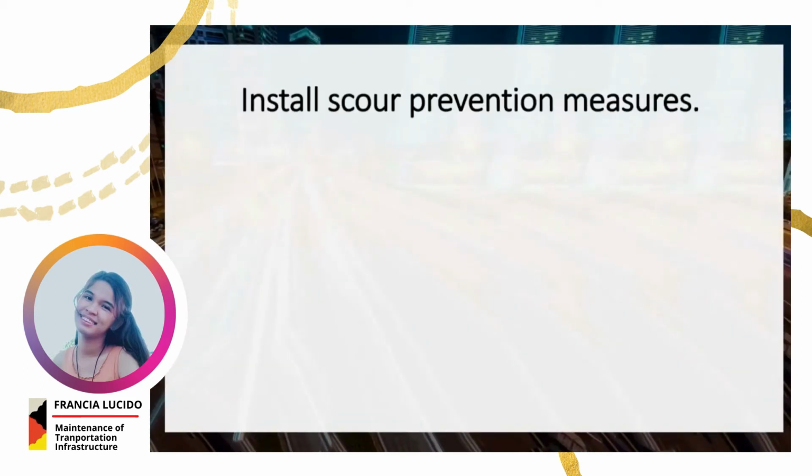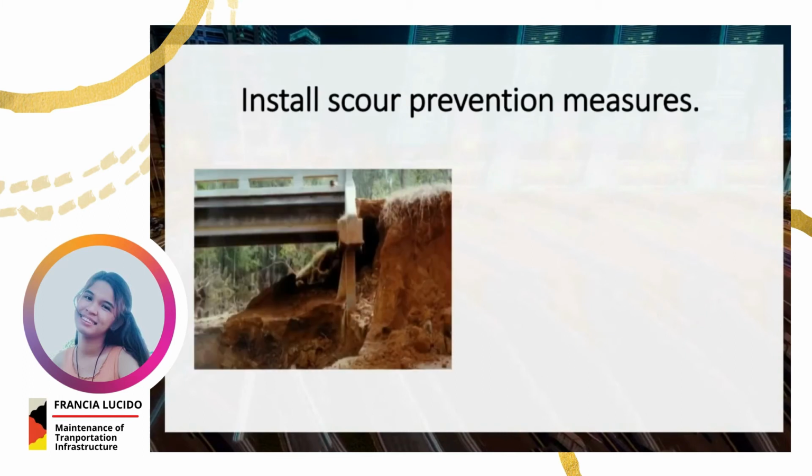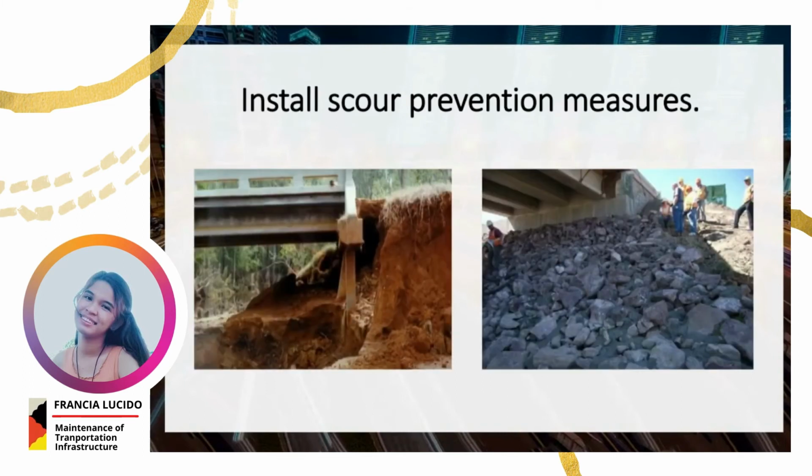Install scour prevention measures. Scouring is defined as the lowering or loss of top bed soil around the bridge piers, abutments, spurs, etc. due to the water flow currents. Scouring is always a potential threat to bridge stability, and eventually it can lead to foundation failure. As a response, scour prevention measures must be installed to avoid future and unanticipated failures.